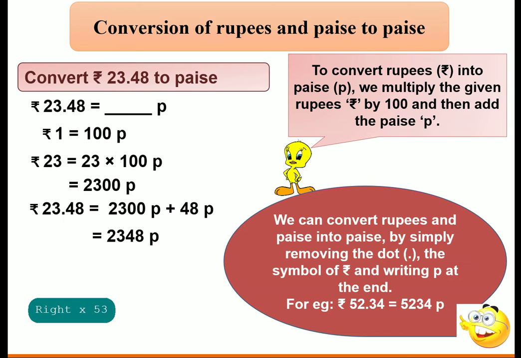Yes, shortcut, what do you want to tell us? We can convert rupees and paise into paise by simply removing the dot and the symbol for rupees, and writing paise at the end. For example, rupees 52.34 is equal to 5234 paise. Thank you, shortcut. It is very easy. Now, 1.2 rupees is equal to 12 paise. Is it correct? No, it's not correct.